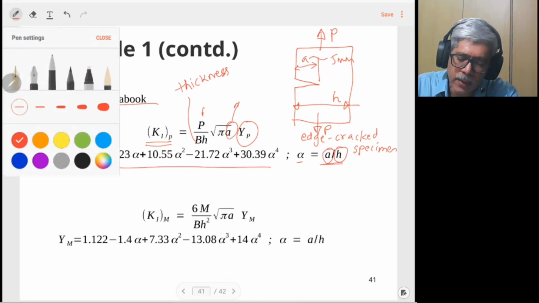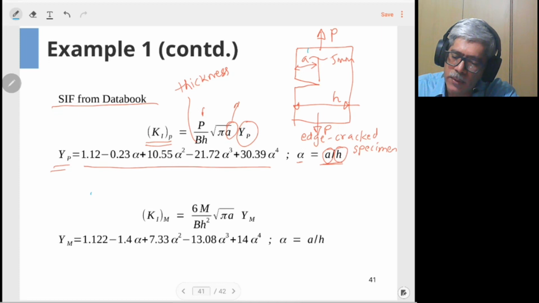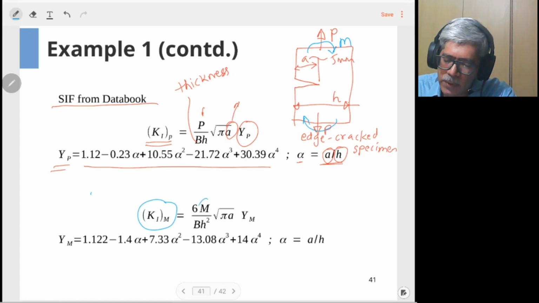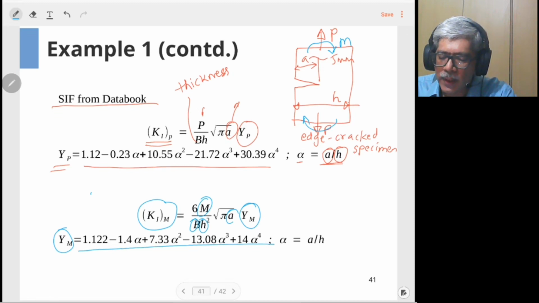Similarly, when the plate is subjected to a bending moment, under this loading condition the stress intensity factor is given in terms of the moment, the thickness of the plate, the width of the plate, and the length of the crack. The geometric shape factor for this case is again given in terms of alpha. So we can determine K1 for the axial load and K1 for the bending moment situation, and we know the fracture toughness of the material.